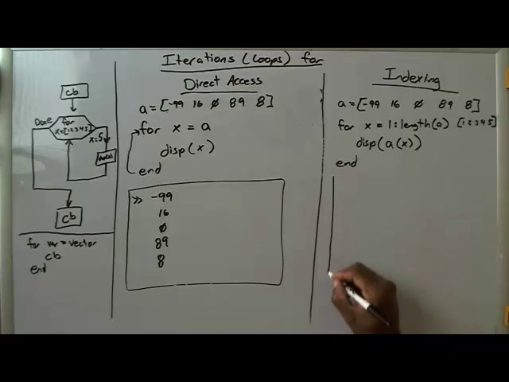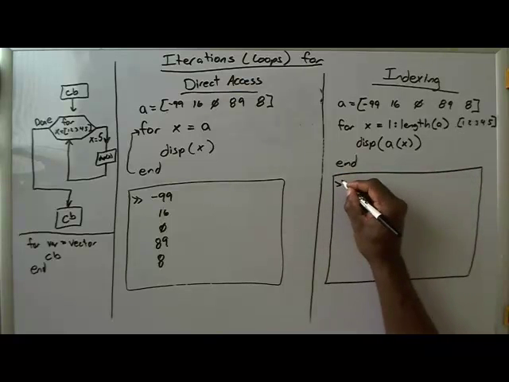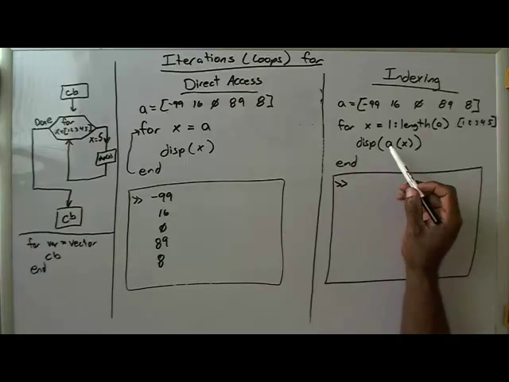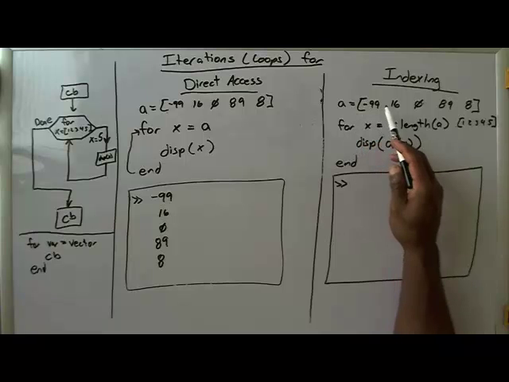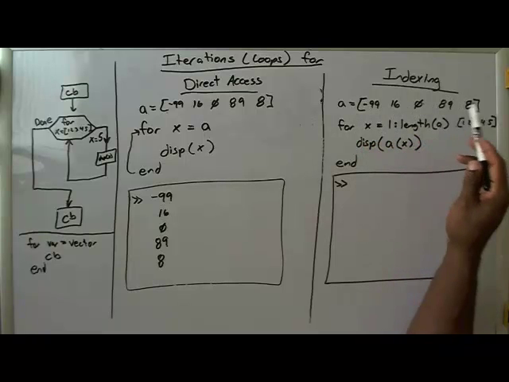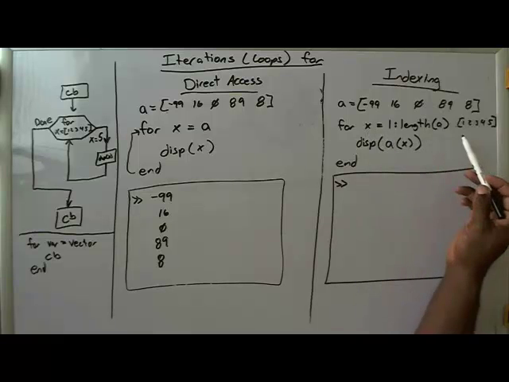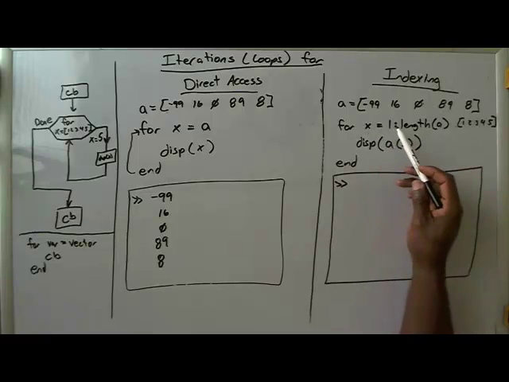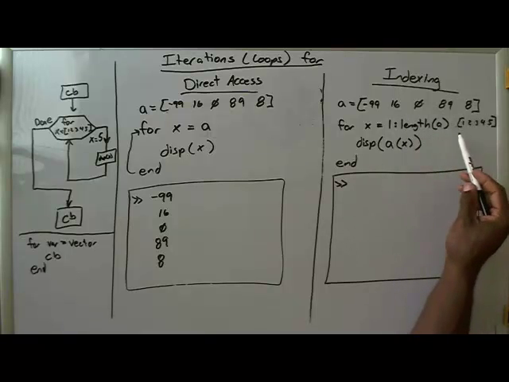So just to bring the point home, let's say this is my command window, and let's go through this. Okay, so I come in and a equals -99, 16, 0, 89, and 8. So that's what a equals. Then I start executing my for loop. x equals 1 colon the length of a. Well, the length of a is 5, so therefore x is going to be equal to the vector 1, 2, 3, 4, 5. So I'm going to go through the vector 1, 2, 3, 4, 5.